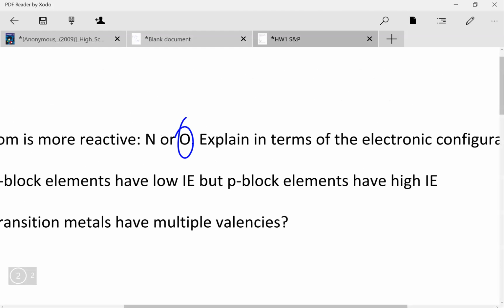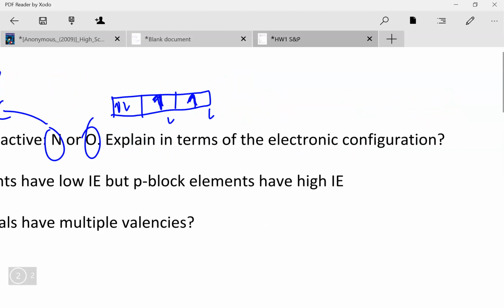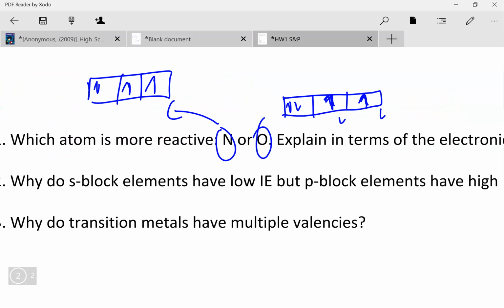Oxygen is more reactive because this is a 2p4, like so, and because it has 2 unpaired electrons, it wants to get a fully filled orbital, like so. Nitrogen has a 2p3, which is a half-filled subshell, which is more stable because of high symmetry and high exchange energy, and therefore it is less reactive than oxygen.